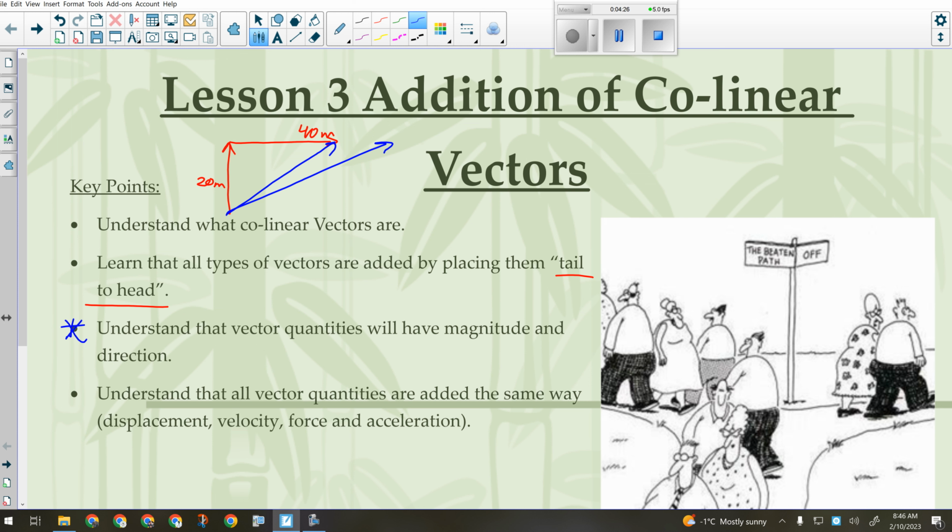So I had a 20-meter vector and a 40-meter vector. Those were displacement vectors. I could have had a 10 meter per second vector and a 30 meter per second vector. I would still add them the same way. If they were acceleration vectors, I would still draw them tail to head. If they were force vectors, I would draw them tail to head. All vector quantities are added that way, because that's the way that they work out. So does that sort of make sense, before I get into more of it there?